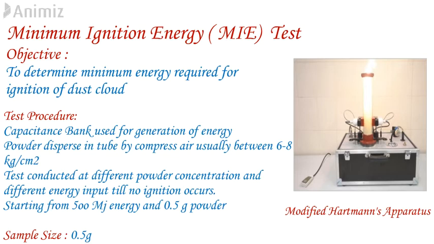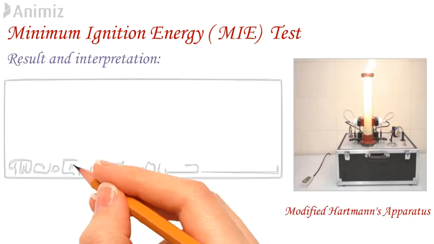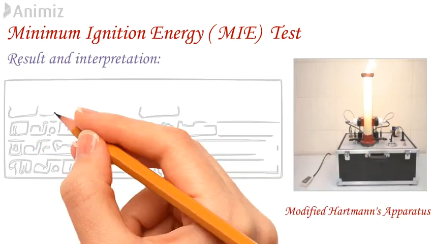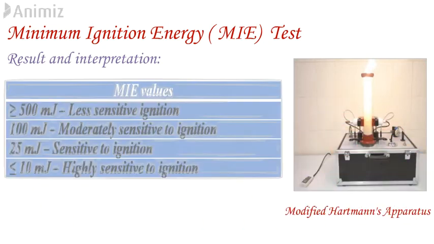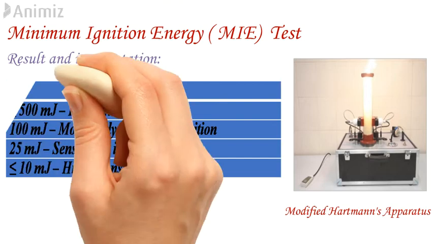The minimum ignition energy MIE is the lowest energy capable of igniting a dust cloud. The MIE value can also be given as a range of values, from the highest energy where there is no ignition to the lowest energy where an ignition was observed, instead of a fixed value. Example, 5 to 10 millijoule. Result and interpretation. A powder having an MIE value greater than 500 millijoule is less sensitive to ignition. A powder having an MIE value of 100 millijoule is moderately sensitive to ignition. A powder having an MIE value of 25 millijoule is sensitive to ignition, and a powder having an MIE value less than 10 millijoule is highly sensitive to ignition.